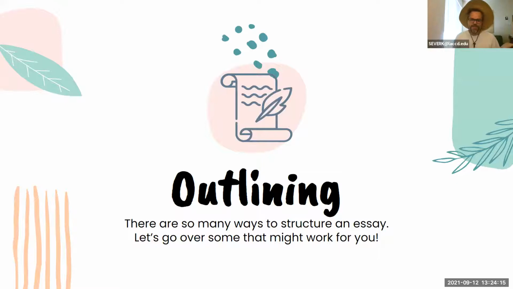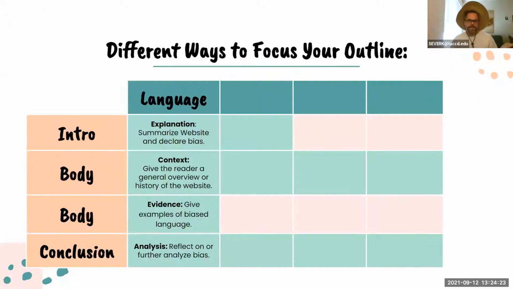Outlining. There are so many ways to structure an essay, but I want to show you like 4 different ways that might really work for this one. So step one, focus on language. Now, if you focus on language, you'll see that the body paragraph where it says evidence says, give examples of biased language. So that means looking for sentences or words that seem biased.